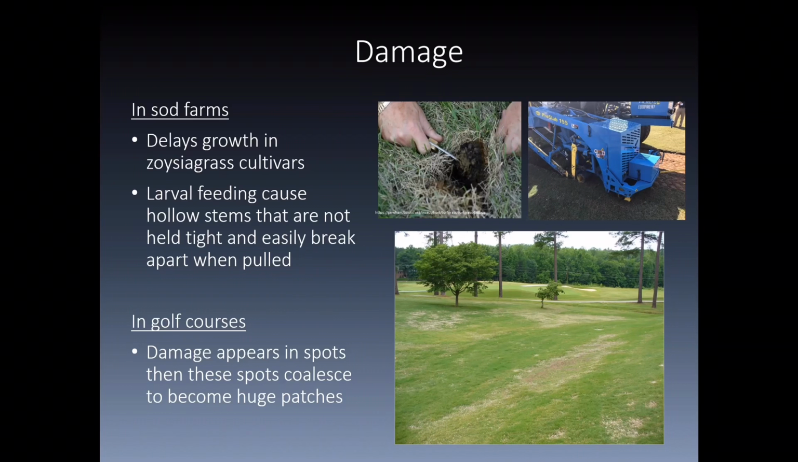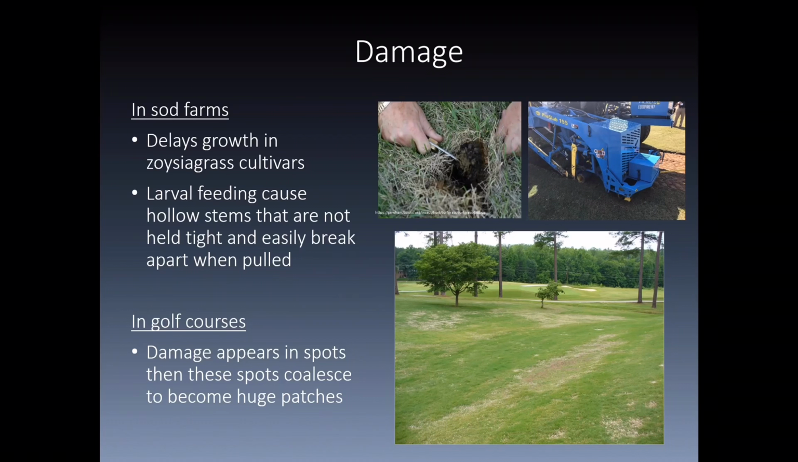So detecting whether you have this problem or not can be tricky, because in some cases you may not see them. That is a problem here. The first and second instars are inside the stem, and in the other stages, unless the population is very high, you may not recognize that you have a problem.